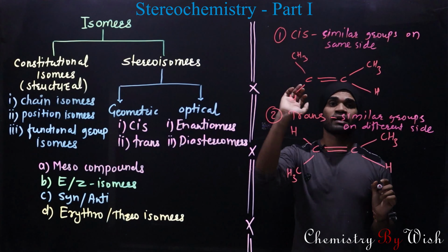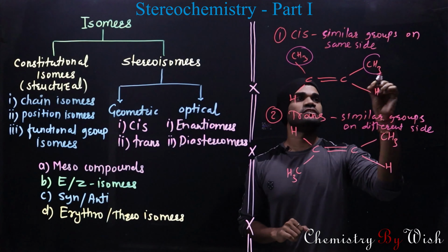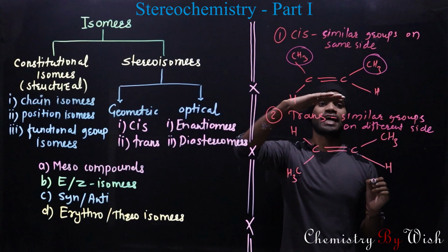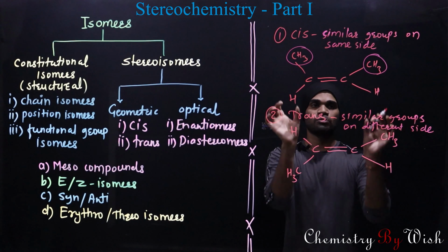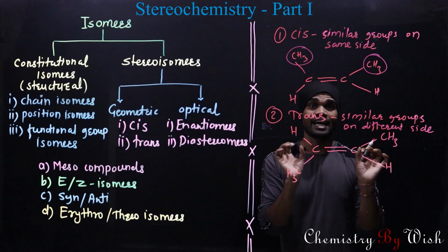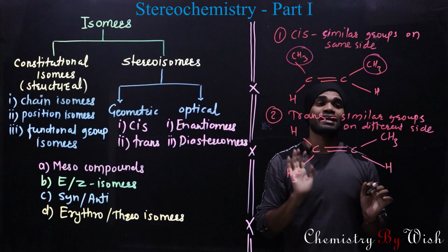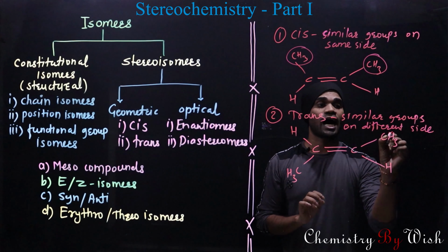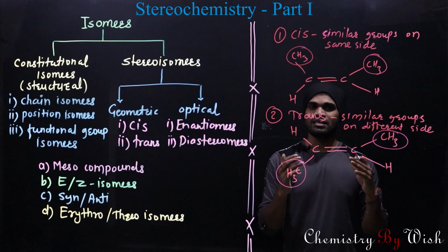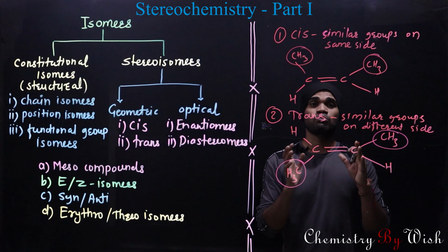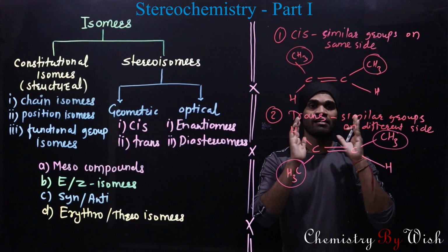So in a cis compound, what happens is that similar groups, in this case CH3 and this CH3, are on the same side of the double bond, they are above the plane. If we consider hydrogen also, similar groups are on a similar side, that's why it is called a cis compound. And in a trans compound, the similar groups are on different sides. So cis and trans, these are the two nomenclatures which are mostly used in the case of olefins, that is the double bonded compounds or an alkene.